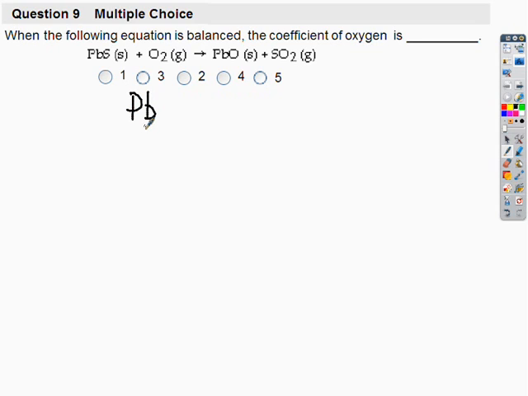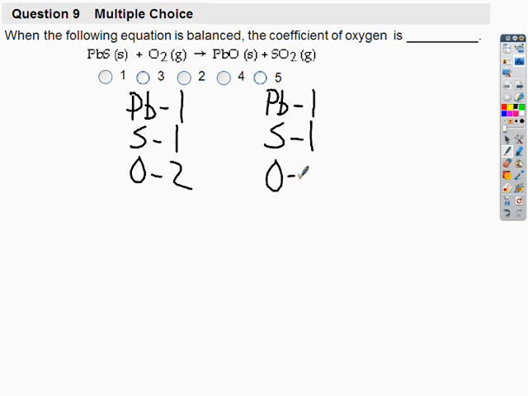We've got a number of lead atoms, and we've got a number of sulfur atoms, and we've got a number of oxygen atoms. There's one lead, there's one sulfur on this side, and there's two oxygens. On this side, we have one lead. Keep them in the same order so you can compare them. One sulfur, and oxygens we have 3 of.